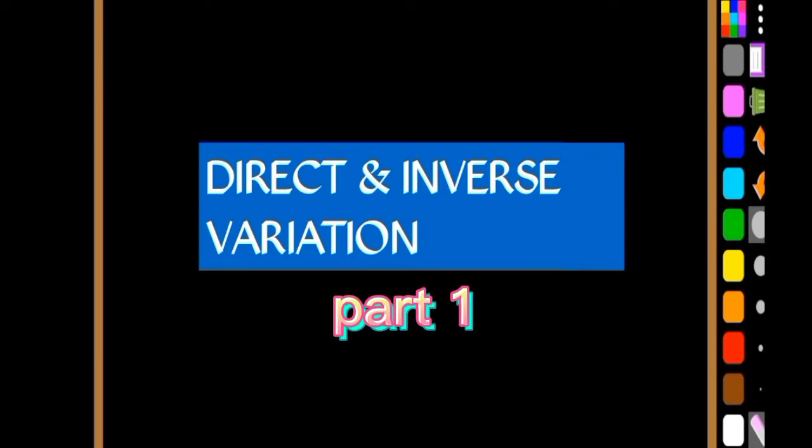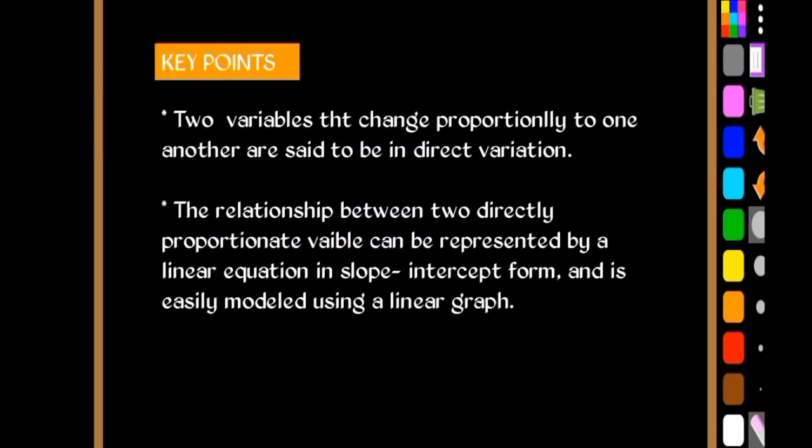Everyone. So for today, let's talk about direct and inverse variation. So here are our key points in discussing direct and inverse variation. Two variables that change proportionally to one another are said to be in direct variation. The relationship between two directly proportionate variables can be represented by a linear equation in slope-intercept form and is easily modeled using a linear graph.